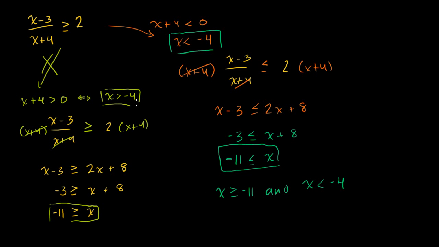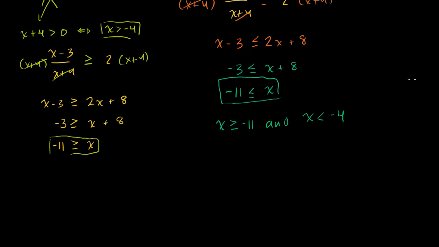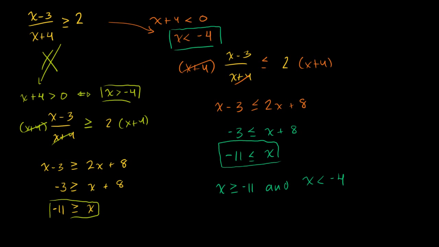And there are x's that satisfy these two constraints. There weren't x's that satisfied these two constraints. Nothing satisfies both of these, but there are things that satisfy both of these. For example, minus 5. So let's draw this on the number line. Let's draw our solution to this problem. Let me keep the problem there.